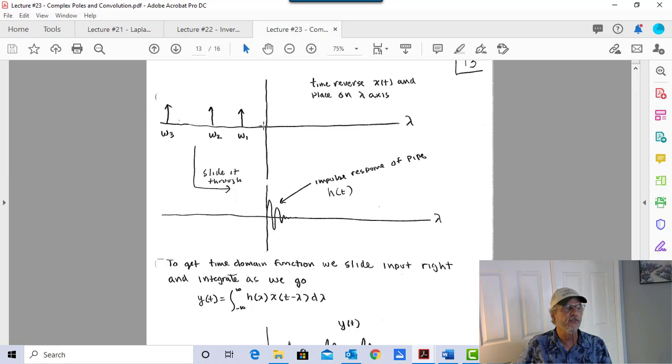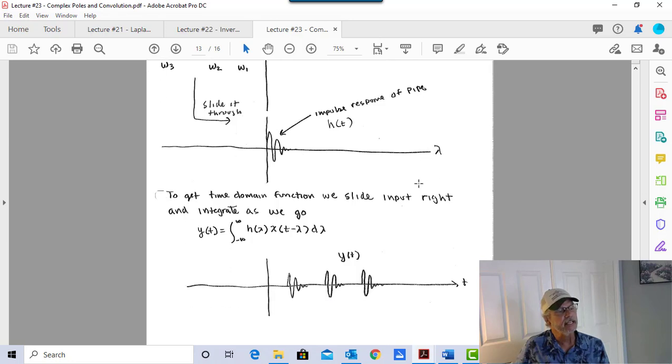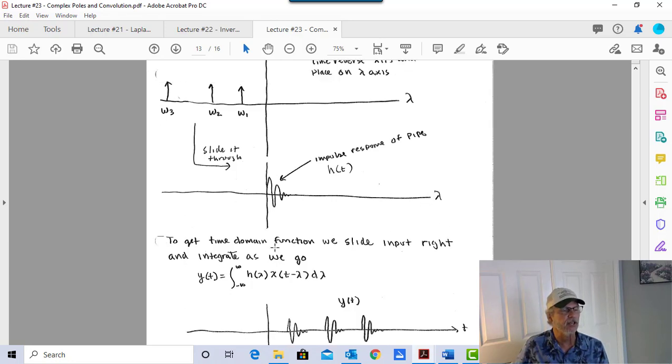And when the first whack goes in there, it's going to carve out this impulse response. And then as I keep sliding, whack number 1 is going to be over here, not really doing anything. But now whack 2 is going to hit my impulse response. And then it'll keep on sliding. And then whack 1 will be here, whack 2 will be here, and then whack 3 will hit it. And so to get that time domain function, I'm going to slide the input right and integrate as we go. Here's y of t.